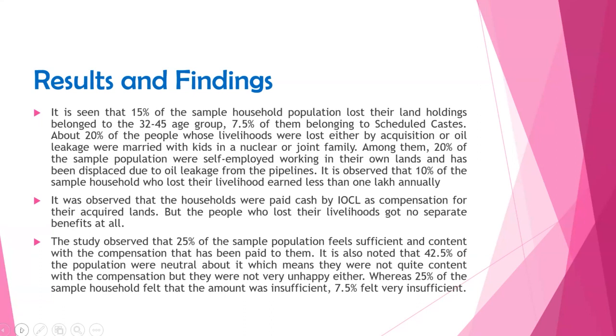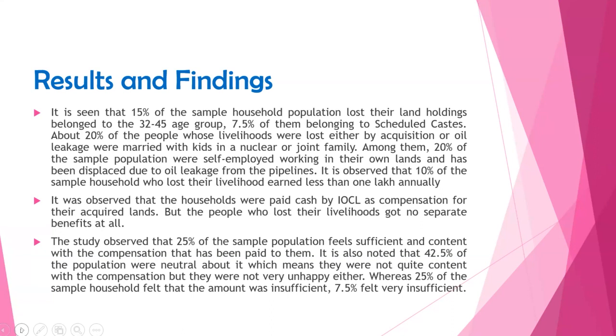Also, the second observation is that the households which are paid by IOCL, Indian Oil Corporation Limited, as compensation, the people who have their own lands only got the compensation, but the people who are working in those lands and don't own any land did not get any compensation, and they have lost their livelihoods and got no benefits at all.